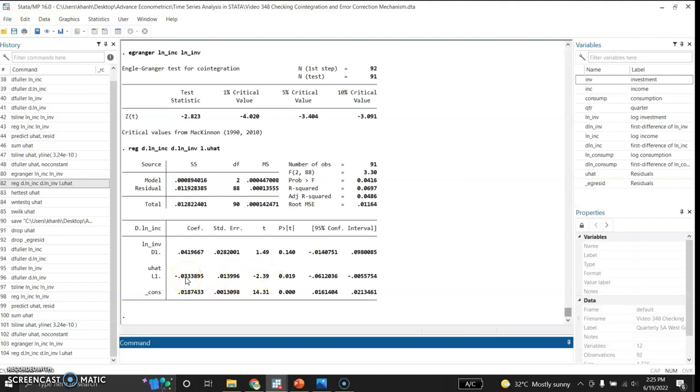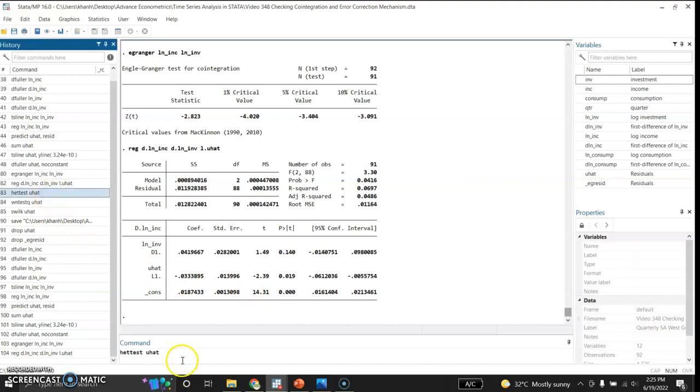So this also shows the speed of adjustment. So it means that 0.033% of the discrepancy between the long run and short run equilibrium will be covered in a quarter, because this data is quarterly. This is the constant coefficient and it is significant. After this I'll check some of the diagnostics.